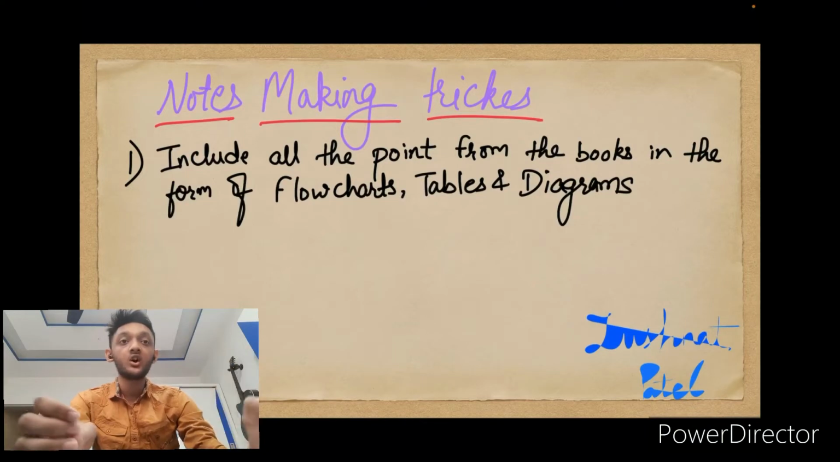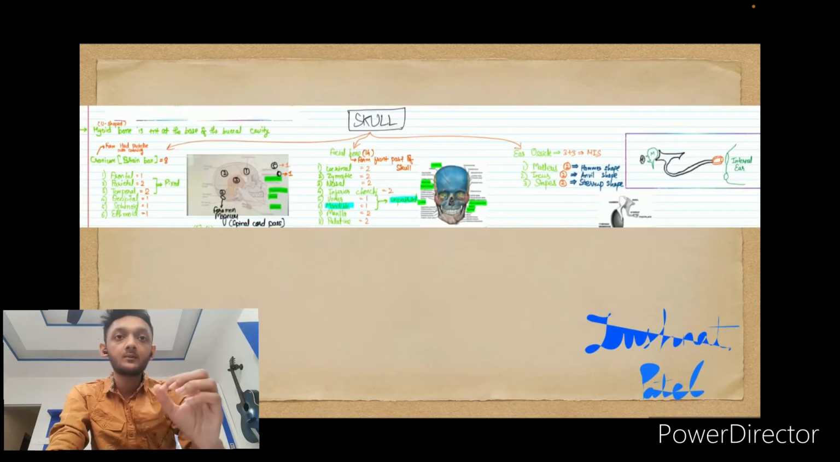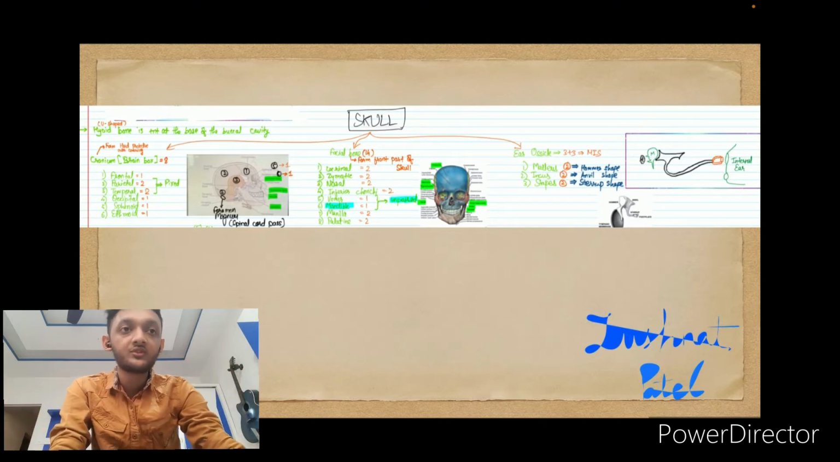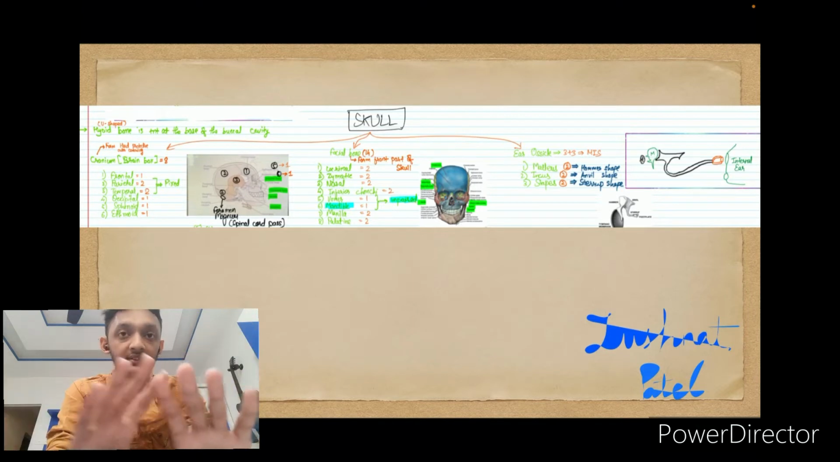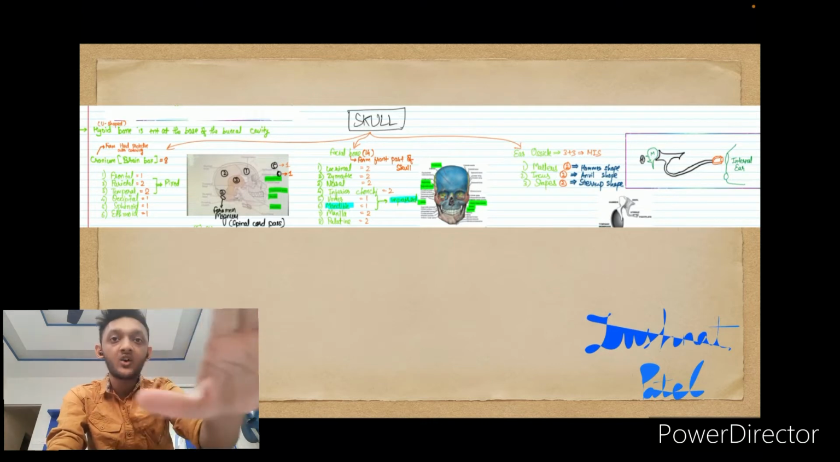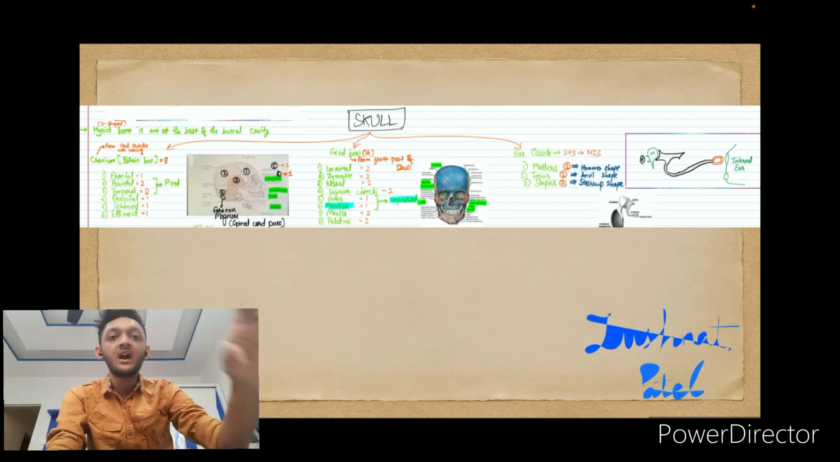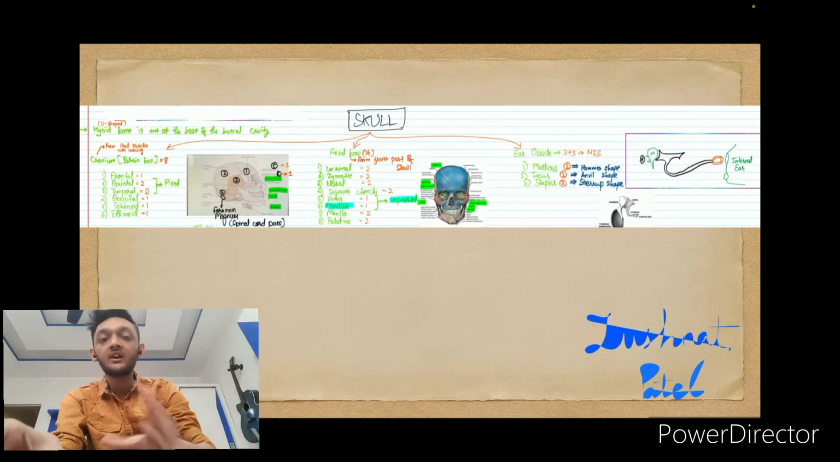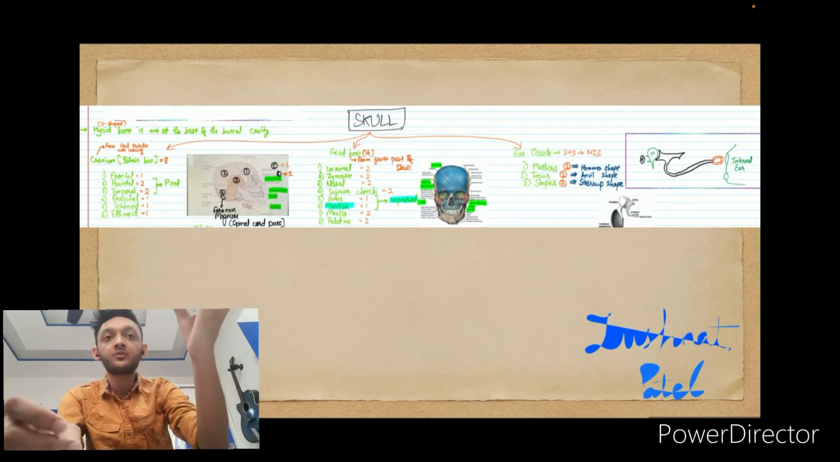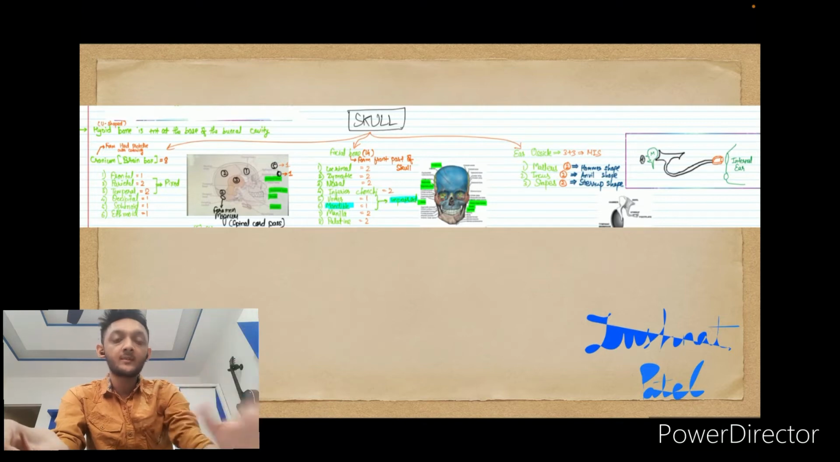So our first point is include all the points from the book in the form of flowcharts, tables and diagrams. So let me show you how it's done. So here I'm showing you an example from biology. These are all the bones, over 206 bones present in our body. So I have represented this in a flowchart and it does not include any paragraph. It just shows how many bones are present and what are the names. So this includes everything, and when you see this in a book, there are many paragraphs written and I have shown it in just this much space. So this is the way you can represent a flowchart.